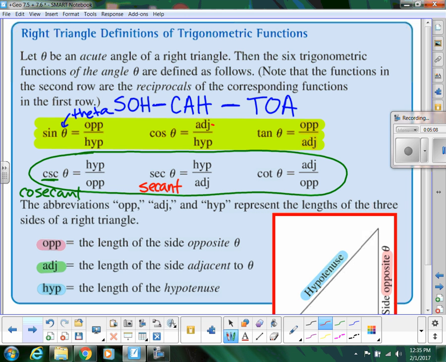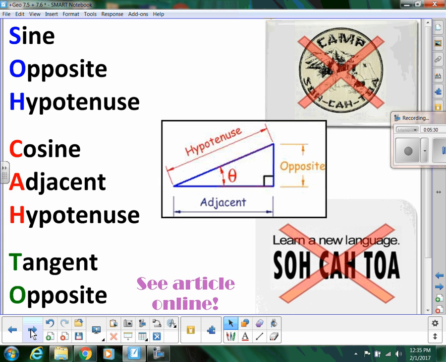Okay, so that's the reciprocal of that. And then we have the reciprocal of tangent is cotangent. Okay, so SOHCAHTOA is all you really need, and then these bottom three are just the reciprocals of those. All right, so there's your SOHCAHTOA. Just another graphic for you to remember. Sine, the SOH, and then CAH, and then TOA.